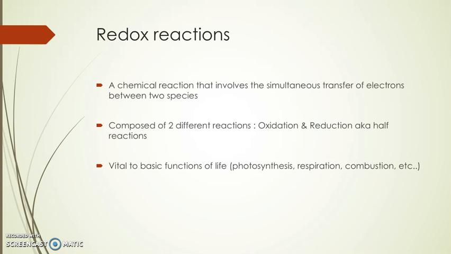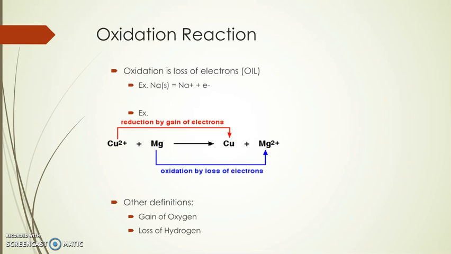A redox reaction is any reaction that involves a simultaneous transfer of electrons between two species. It is composed of two different reactions known as an oxidation and reduction half reactions. Splitting up redox reactions this way allows us to see which species is losing an electron and which is gaining it. It is a transfer of these electrons that allows us to essentially have life.